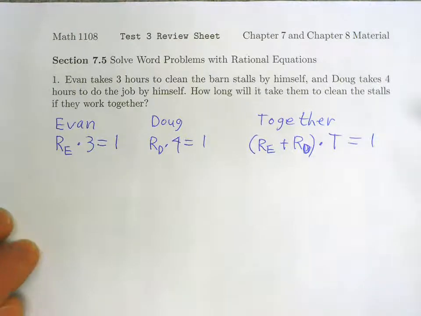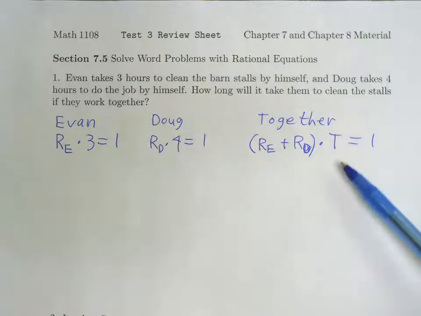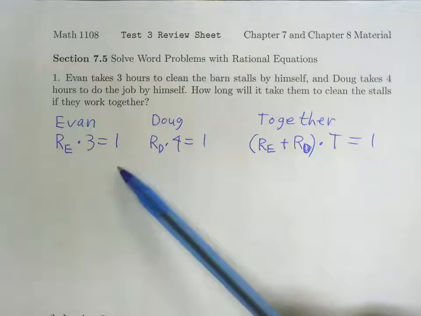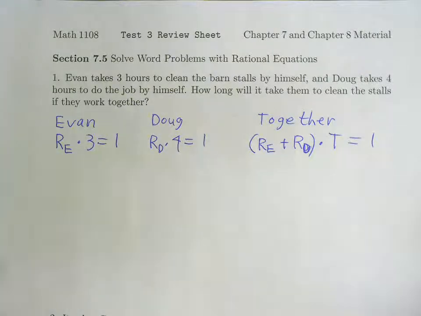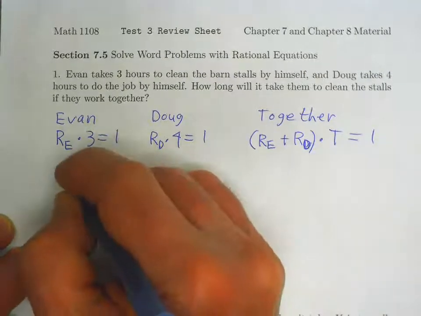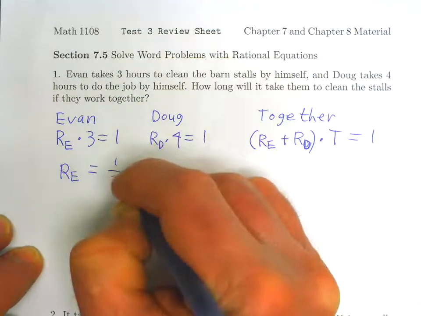So here's where we assign the variable. Whenever we're asked to find a particular quantity in algebra, we pick a letter or a variable to represent that quantity. So I'm just using capital T for the time it takes them when they work together. So we have 3 equations, each having the form rate times time equals 1. So what we want is an equation whose only variable is t. So our intermediate step is to solve each of the equations for the rate.